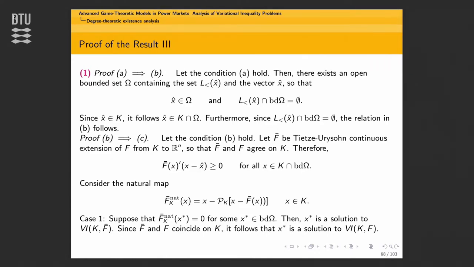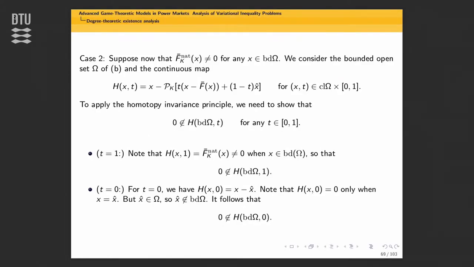if f bar nat of x is equal to 0 at some point at the boundary. Now, of course, you'd be extremely fortunate for that to happen. And the more likely possibility is that that doesn't happen. Right? So let's look at case 2. Now, suppose now that f bar nat of x is not 0 for any x in the boundary of omega.